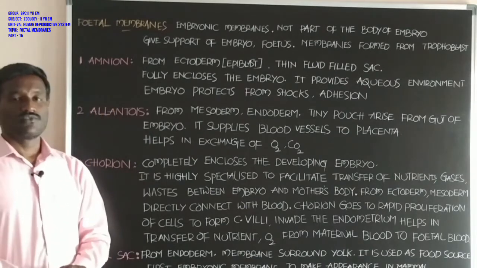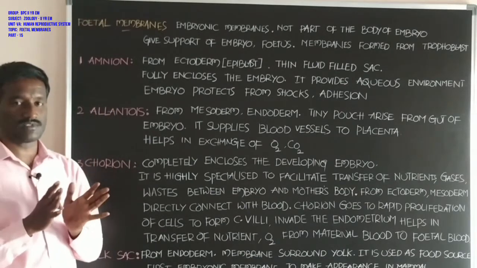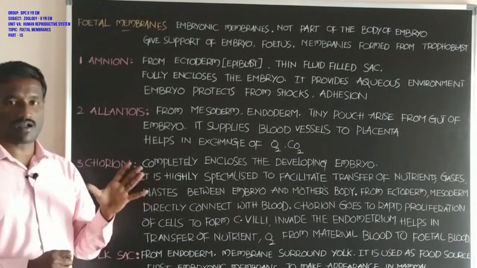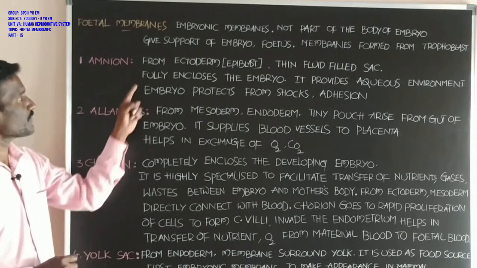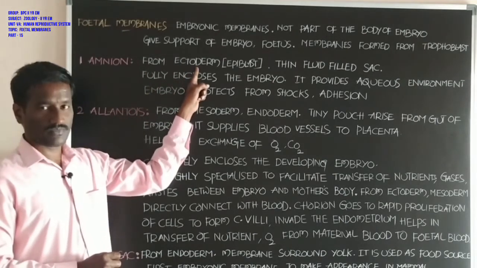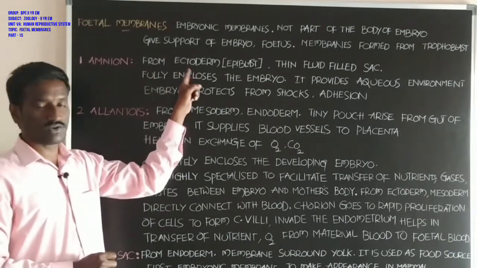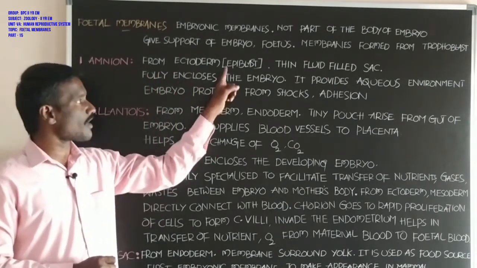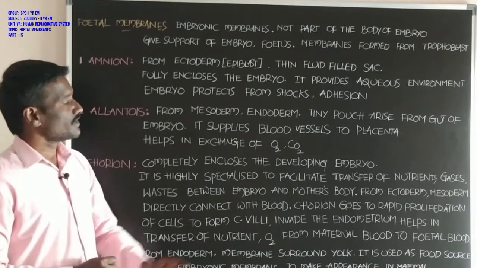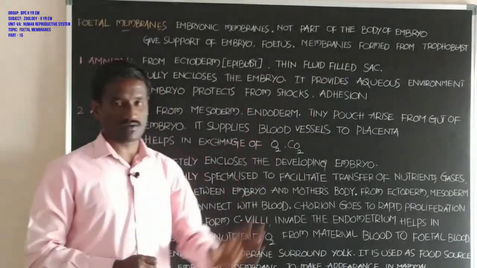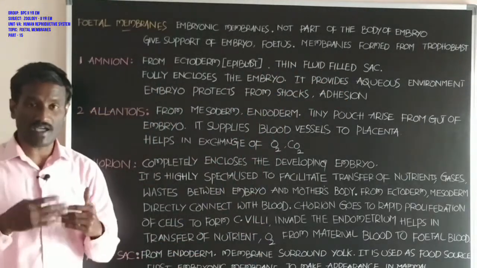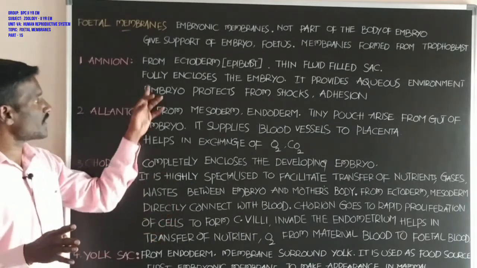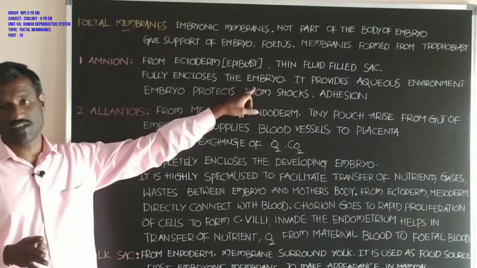Students, fetal membranes are of four types in mammals. The first one is the amnion. What about the amnion? It is from the ectoderm. This is important: it is from the ectoderm or epiblast. The amnion appears as a thin fluid filled sac that fully encloses the embryo.